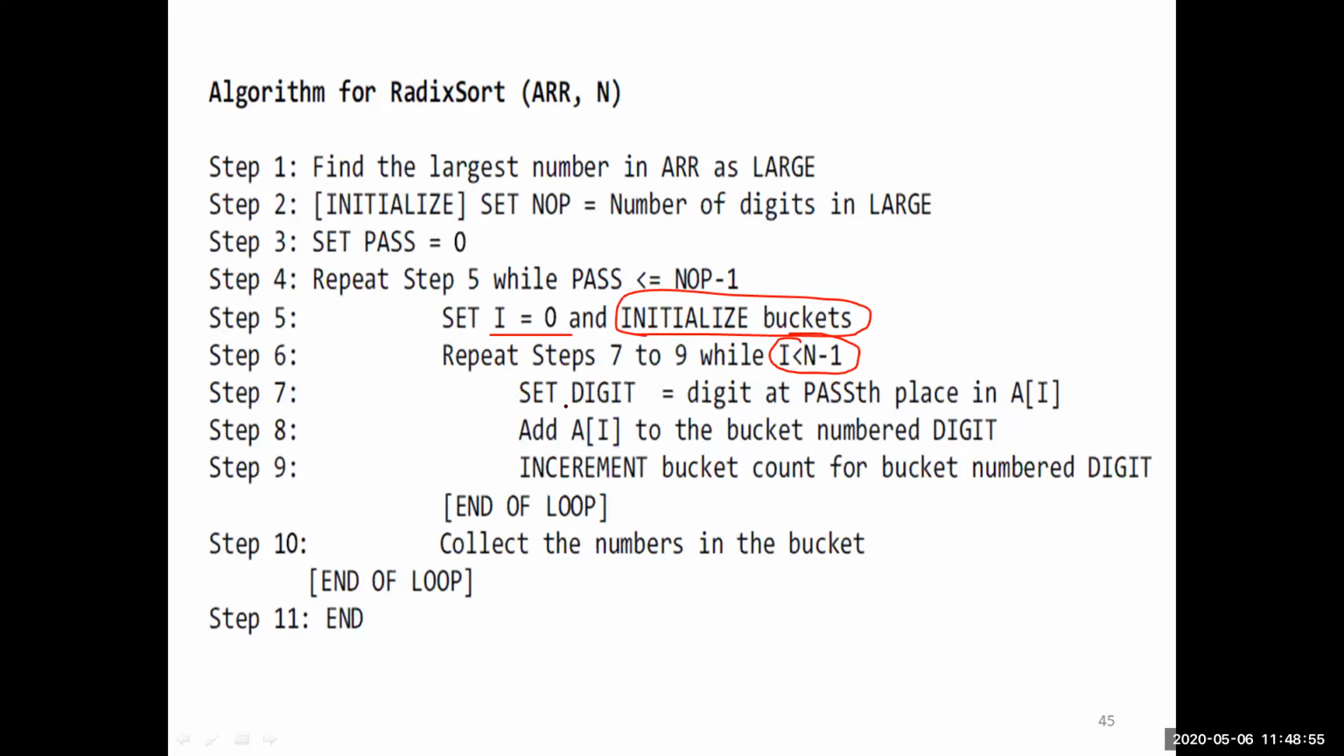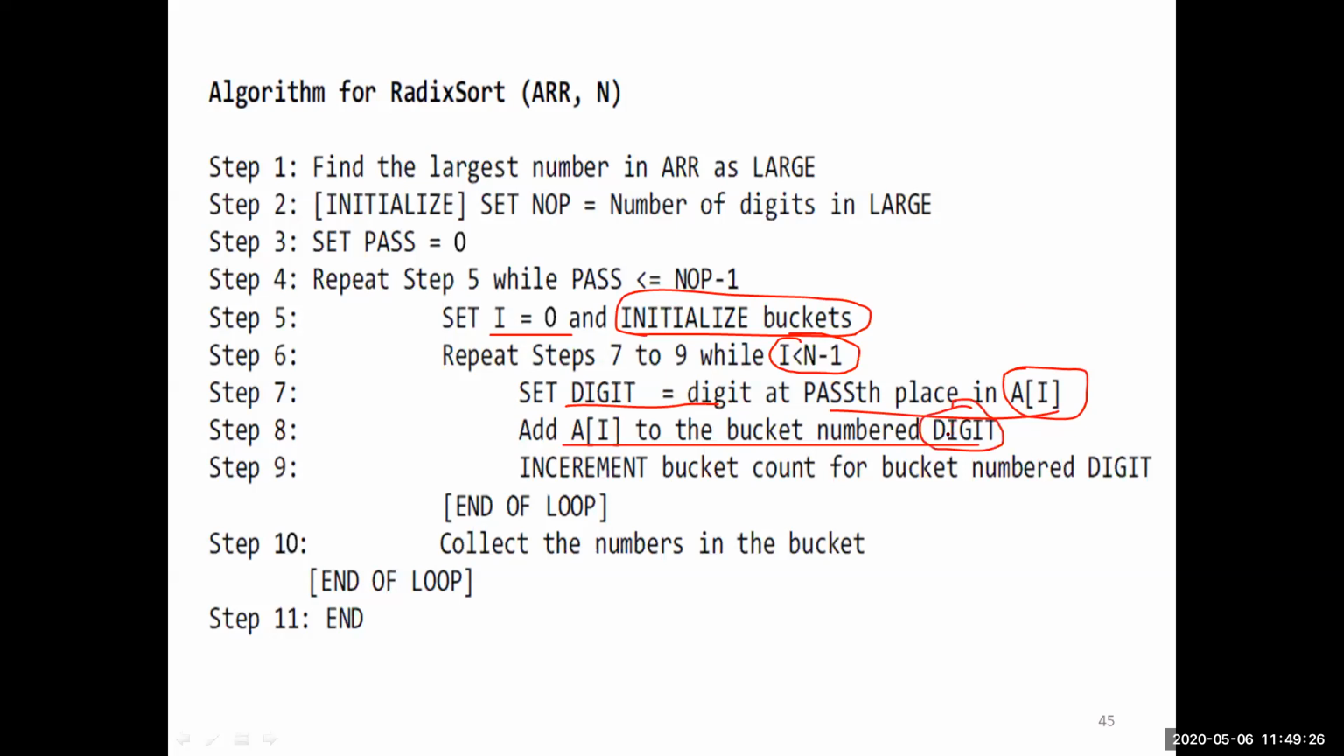So what is this set digit? I'm setting the first digit, set digit at the first place in a of I. A of I is nothing but a of 0. This logic takes the ones place. Once I set it, then add a of I to the bucket number digit. I will add according to the bucket. If it is like 237, then I will place the 237 in the bucket number digit.